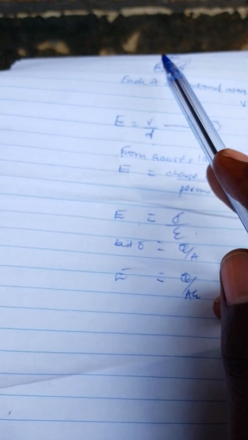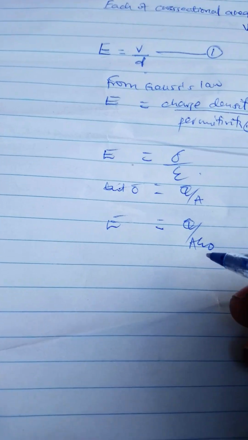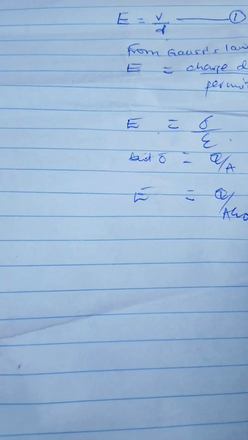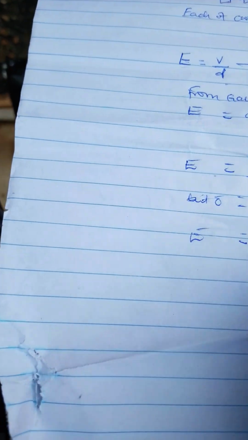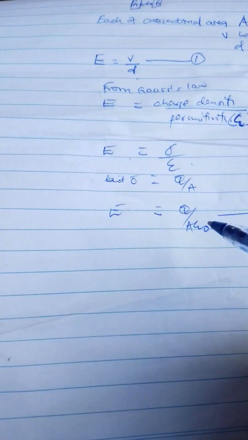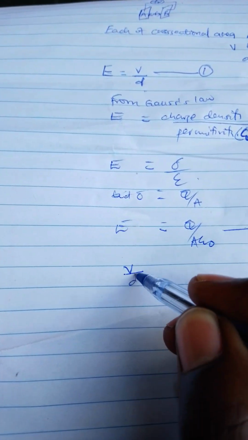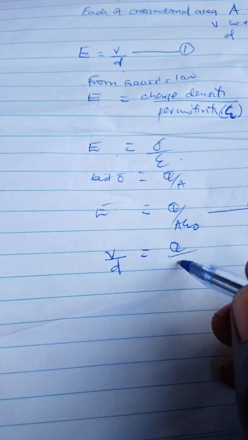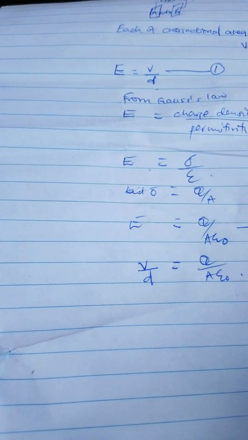If the medium between these two capacitor plates is air, then this permittivity becomes permittivity naught, or epsilon naught, and we call this one equation 2. Equating equation 1 and equation 2, since they are both electric field intensities, I'm going to have V over d the same as Q over A epsilon naught.